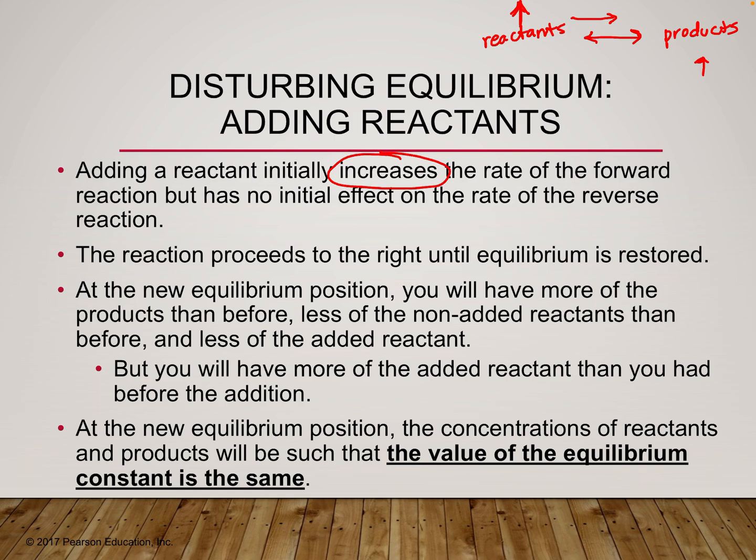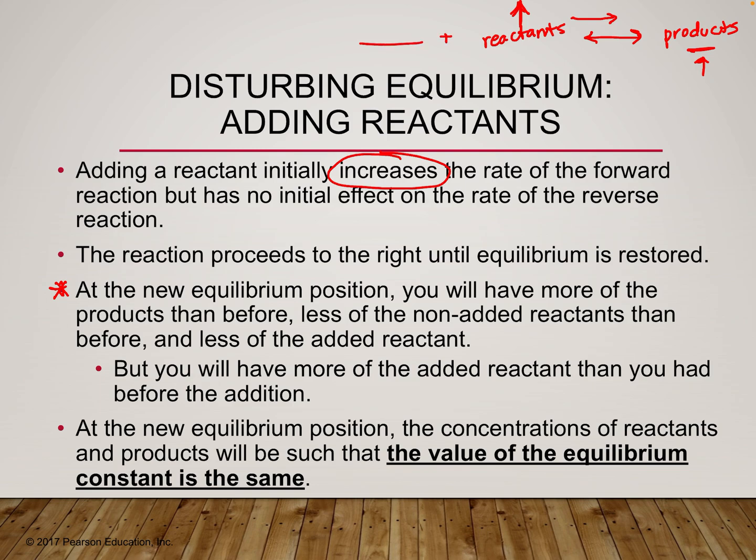The only thing that's changed is the rate of the forward reaction, because we've increased the concentration of reactants. And the reaction will keep going to the right faster than it's going to the left until we get to equilibrium again. This is a little confusingly worded, so bear with me. At the new equilibrium position, you'll have more of the products than before, because you added more reactant, so it goes and makes a bunch of product. And you will have less of the non-added reactants than before.